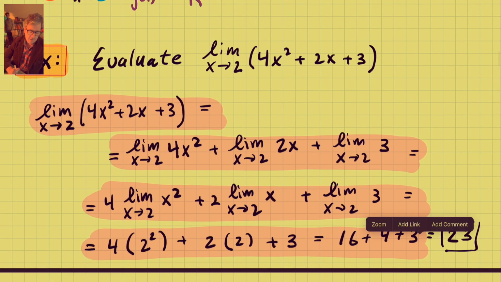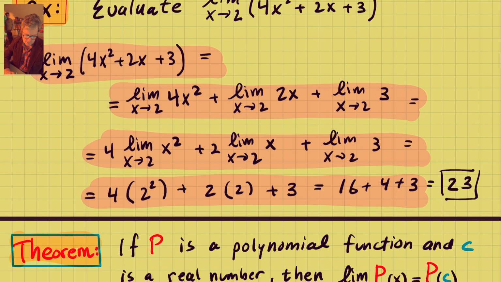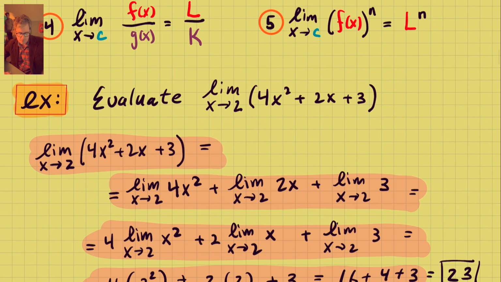Okay, now you can see throughout here that I used different theorems, right? I broke it apart first using the plus or minus g plus or minus f theorem, and then I pulled the 4 out front, so that's the b times f theorem, right? And then I used theorem 1 by just plugging in the values. Okay. Now this is an example of evaluating the limit of a polynomial.